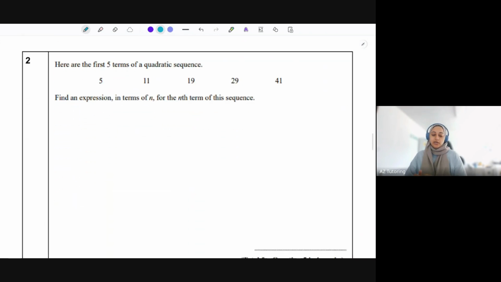Moving on. Here are the first 5 terms of a quadratic sequence. Because they've told us it's a quadratic sequence, you know that the sequence is going to be of the form an squared plus bn plus c, where we need to find out what a, b, and c are. It says find an expression in terms of n for the nth term of this sequence. Okay, so this is the method that I use for this.